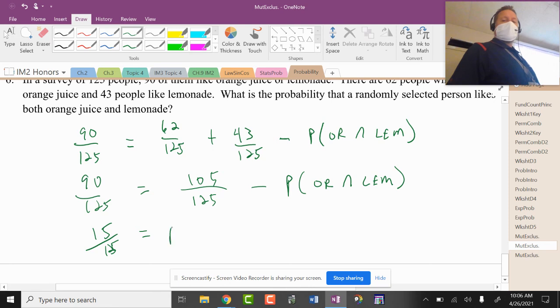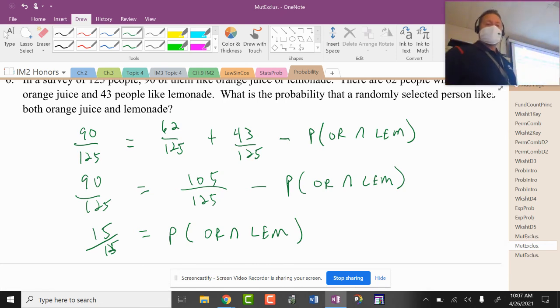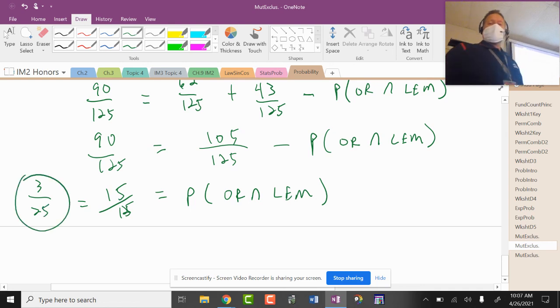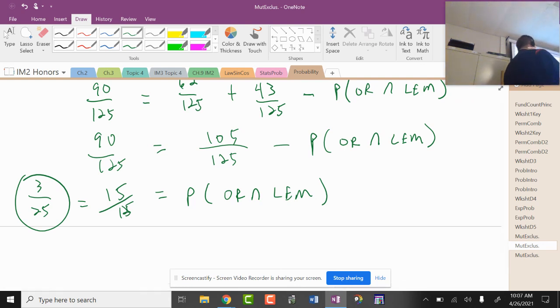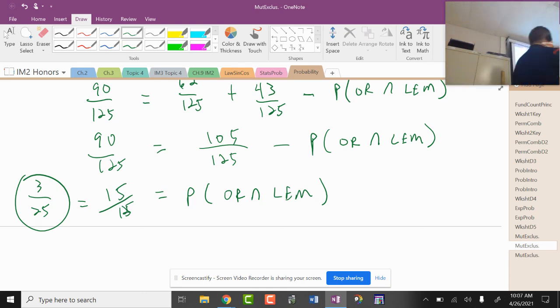Squeeze a 2 in there. Okay, so same thing. When I subtract 105, I get a negative 15, but that's a negative probability. Divide by a negative and it turns positive. 15 over 125 is actually 5 goes into 15 3 times, 5 goes into 125, 3/25. But really, ultimately 15 of those in the survey like both. So that's how you use your non mutually exclusive formula for these last two cryptic word problems.